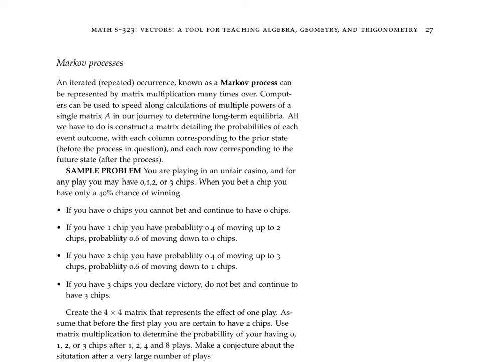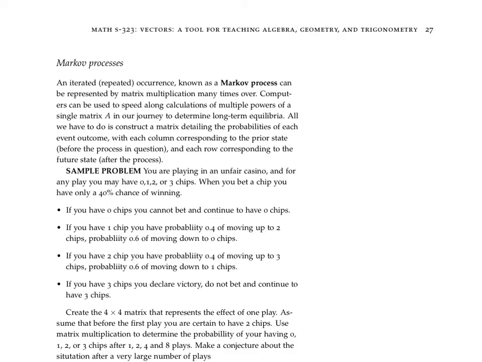Our last matrix multiplication application is a Markov process, which is an iterated or repeated occurrence, something that happens again and again and again. And it can be represented by matrix multiplication many times over. Computers are usually used to speed these calculations up because it really stinks to have to take a 4x4 matrix to an extremely high power. But we're going to use a computer.